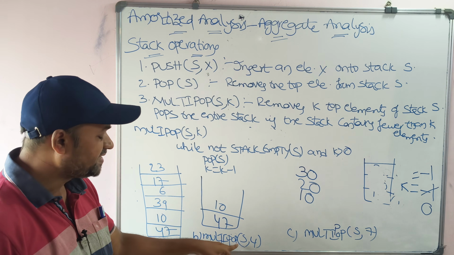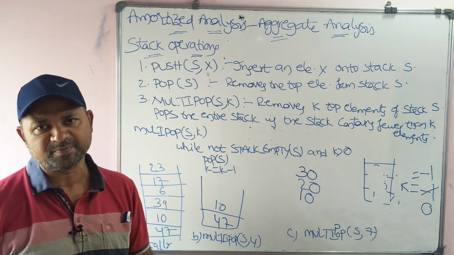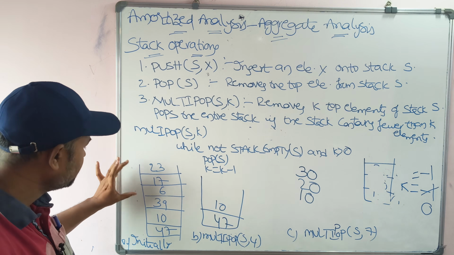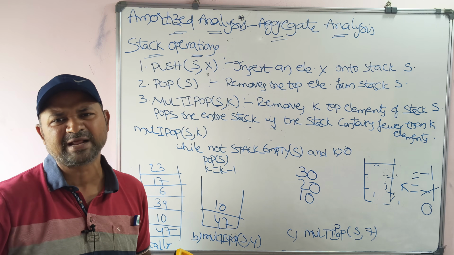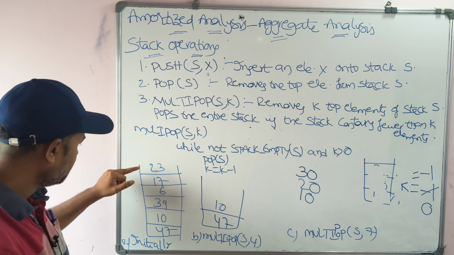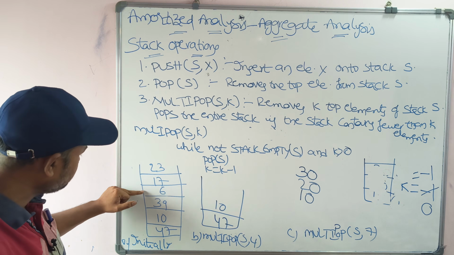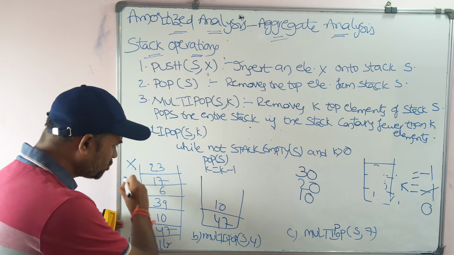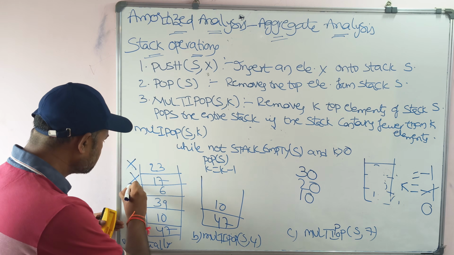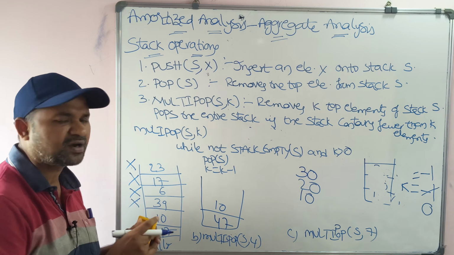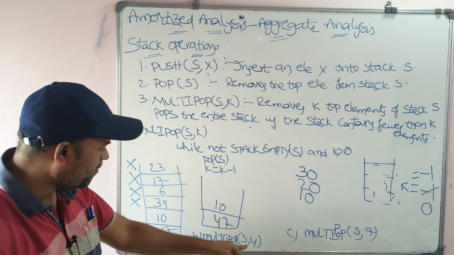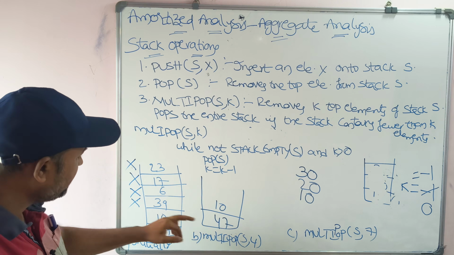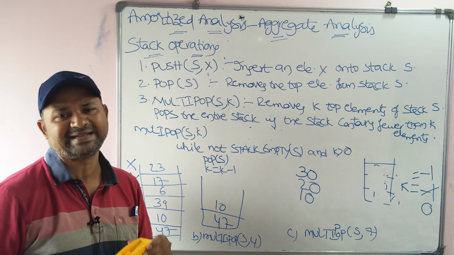Next, multi-pop of S comma 4. We know that on a stack we can perform push and pop operations from the top end. Here we have S comma 4, so the topmost 4 elements are popped from the stack. After performing multi-pop of S comma 4, the stack will contain 47, 10.